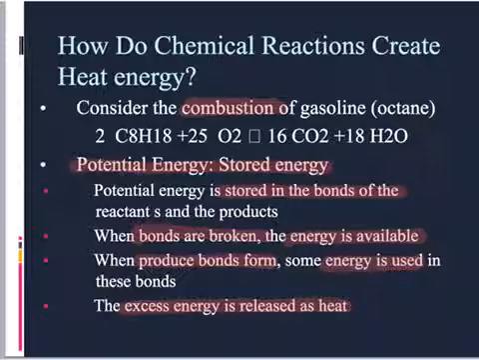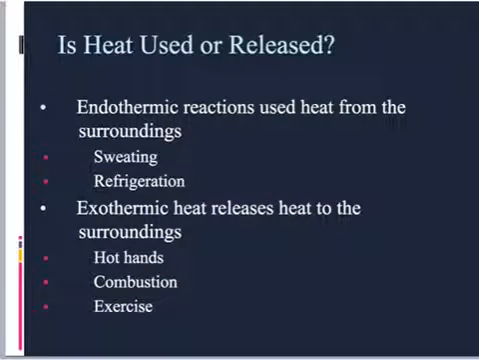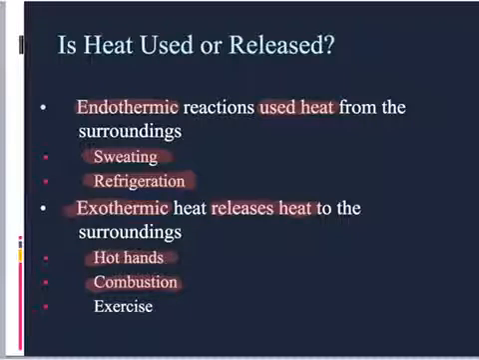So in a chemical reaction, it's all about the bonds, and that's where the energy is either being used up or being released from. We've also already covered endothermic and exothermic, so I'm going to go over this quickly. In an endothermic reaction, we're using heat from the surroundings. So things like sweating and refrigeration are going to be endothermic. In exothermic reactions, heat is being released to the surroundings. So things like combustion, those little hot mitts that you get to keep your hands warm in the winter time, and exercise would also be exothermic.